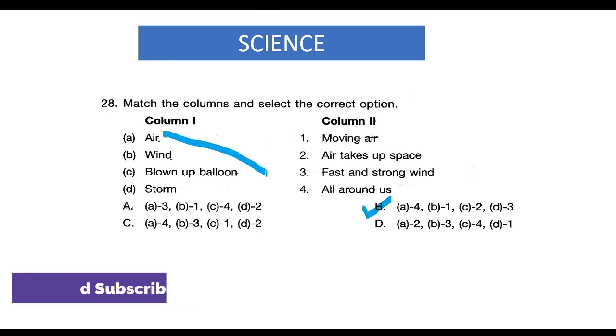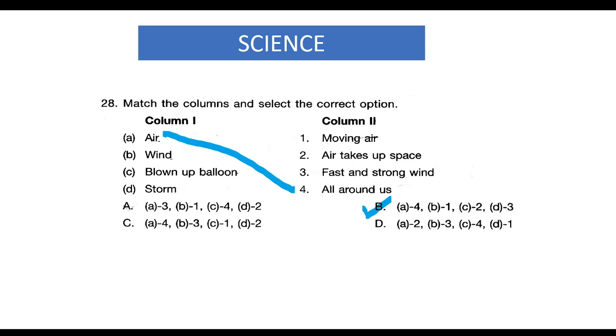So let's see, A is 4, correct. Then B is 1, which is wind, which is moving air, that is correct. Then C is 2, which is blown up balloon, which means air takes up space because the balloon expands as you pump air in it. And storm, which is fast and strong wind. So all these answers are correct matches.